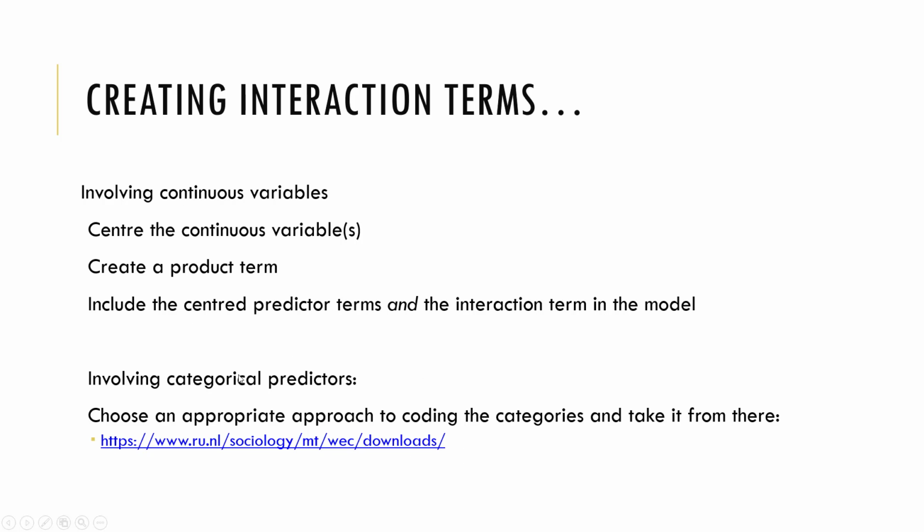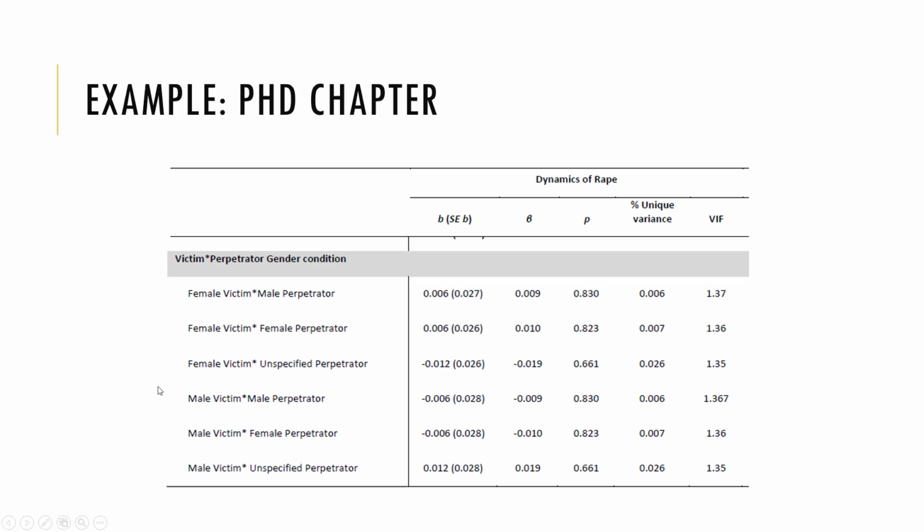But if you've got categorical predictors and you want to look at the interaction between them, have a look at this website. It provides a really good Excel spreadsheet where it illustrates all of them, and you can then use it to create your own terms and take it from there. And that's what it looked like.